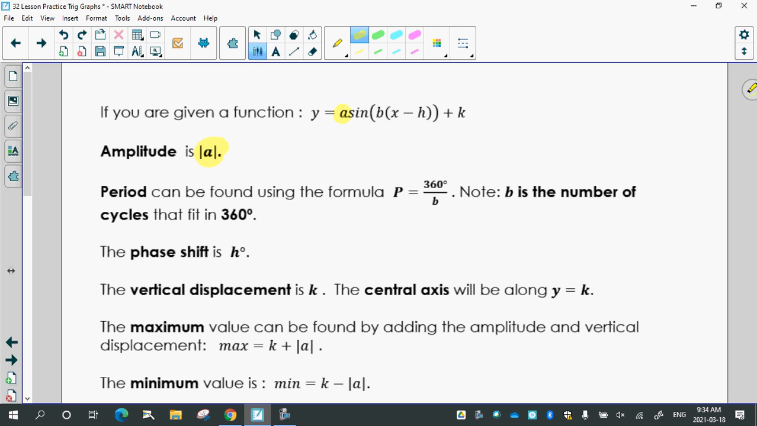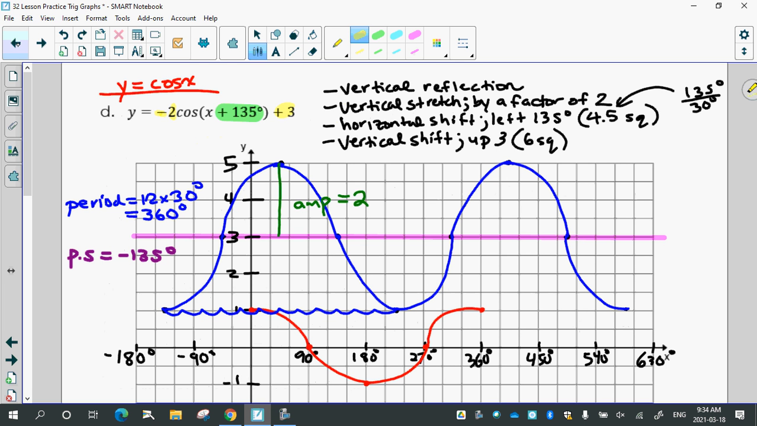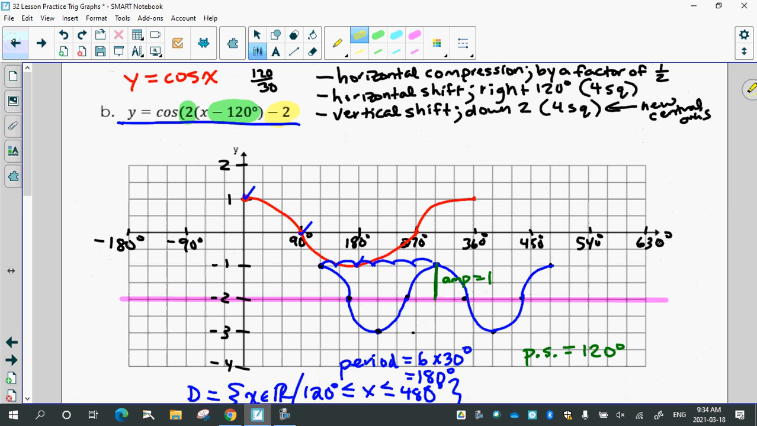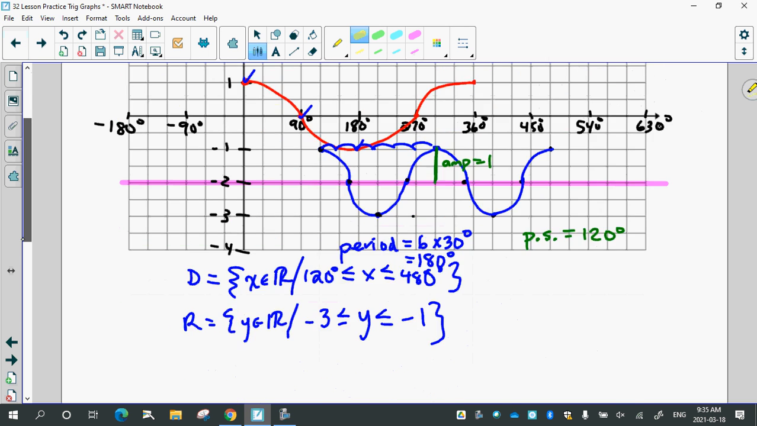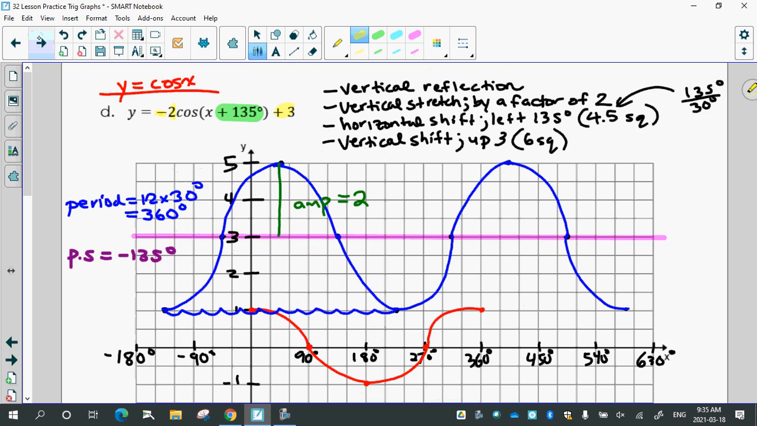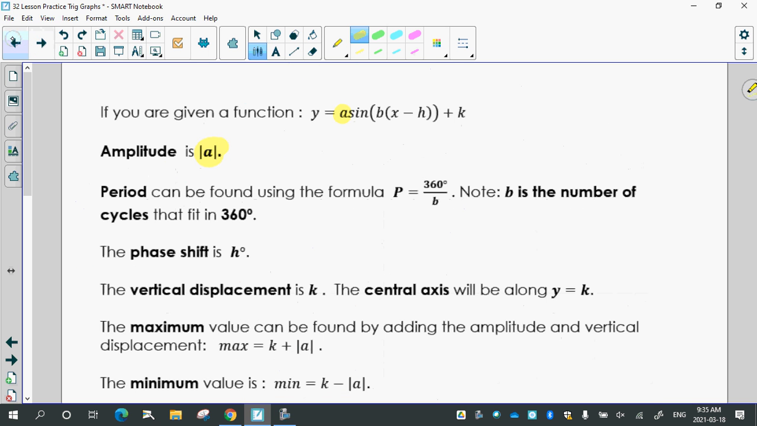But let's look back at our pictures and see if the amplitude always turns out to be the A value. So the A value is 2, the amplitude was 2. The A value was 2, the amplitude was 2. The A value was 1, the amplitude was 1. The A value is 2, the amplitude was 2. So you can see you can always tell the amplitude from the A value.